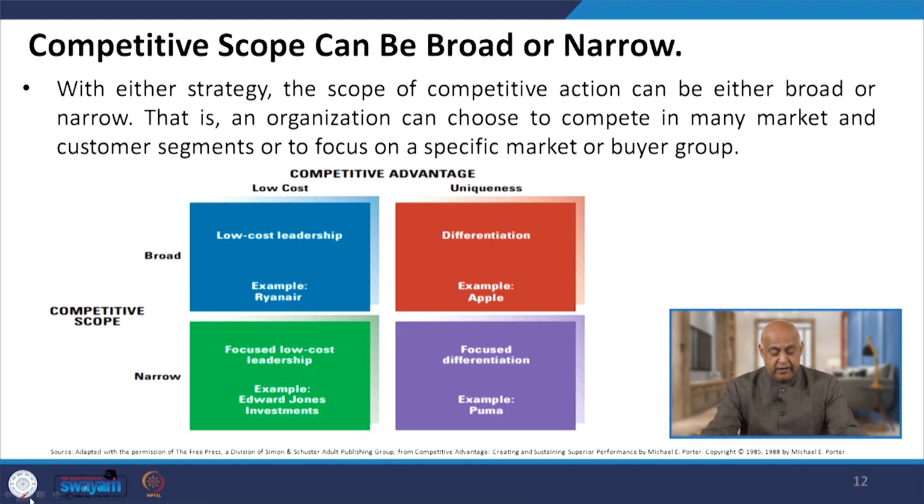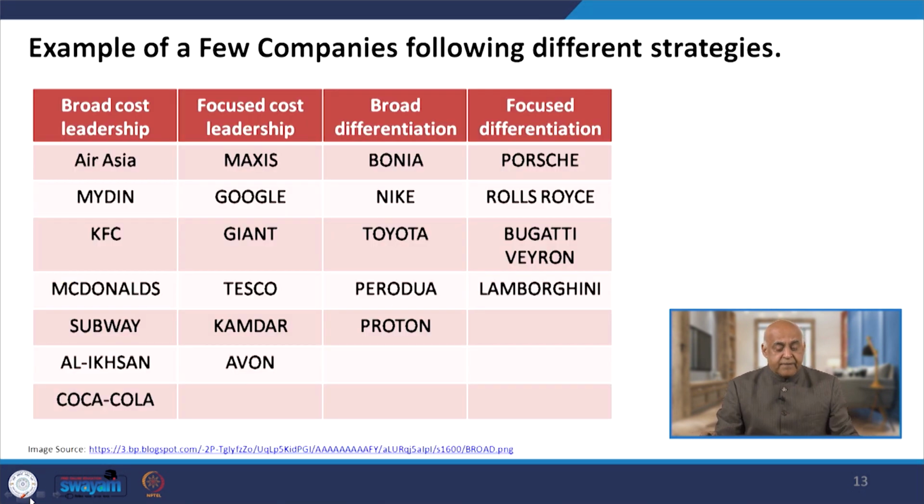Now, as we talk about it, the competitive scope can be broad or narrow. In that case, the low cost leadership example will be Runner, and differentiation, the uniqueness, is Apple. While when the competitive scope is narrow, then we focus on low cost and focus differentiation, and an example is Puma. Examples of a few companies following the different strategies are there.